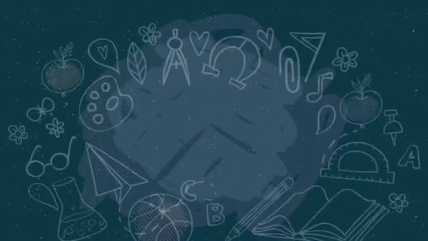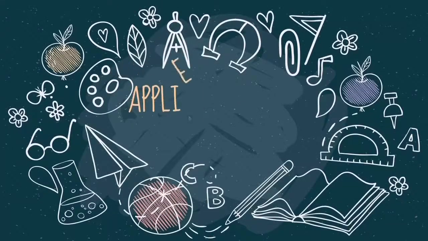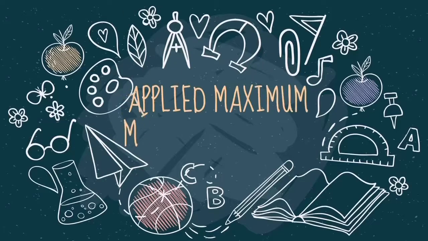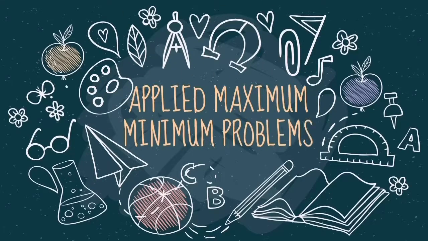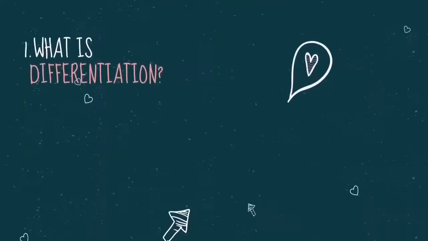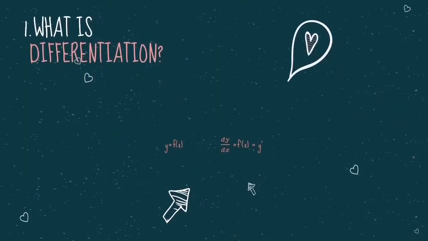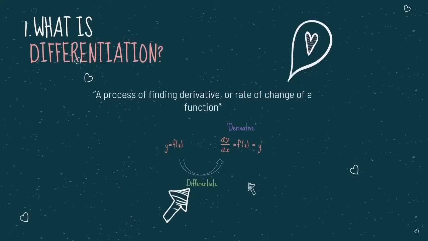Hello everyone, so in this video we're going to discuss applied maximum and minimum problems. Let's say we took a function, y is a function in terms of x. Then we learned that there was a process called differentiation to find the derivative. The derivative, we can write it as dy/dx, or as the function y prime in terms of x, or write it as y prime. So what we have done there is found the rate of change of a function.